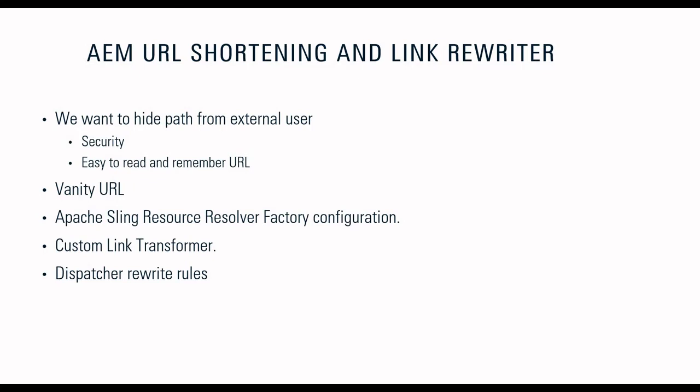For example, if anyone is just typing mywebsite.com, then it should redirect to maybe content, my website, USEN, myhome.html. So we can write rewrite rules as well. Dispatcher as well as custom link transformer, I'm going to continue in another video, but in this video I'm going to describe what a vanity URL is and how we can use the Apache Sling Resource Resolver factory.